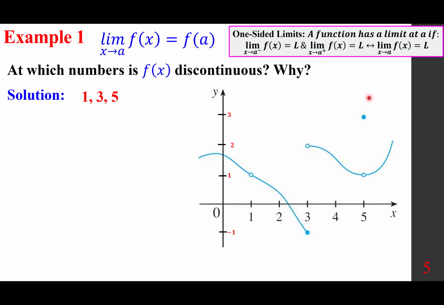Now, why? Let's look at each case. Let's start with 1. What's going on with 1? With 1, we don't know what f of 1 is. We don't have a solid point, so f of 1 is not defined.